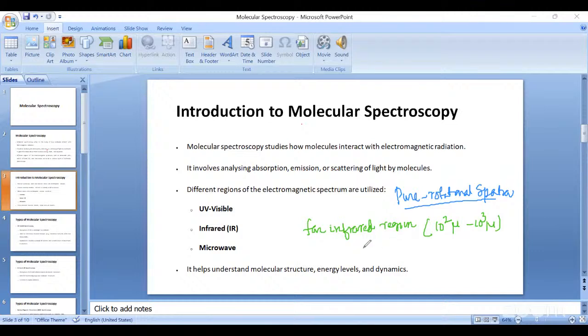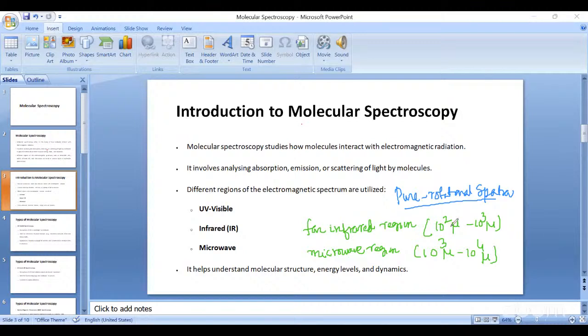It is also observed in the microwave region. The microwave region is in between 10 to the power of 3 micrometers to 10 to the power of 4 micrometers. So pure rotational spectra is going to be observed in the far infrared region, 10 to the power of 2 micrometers to 10 to the power of 3 micrometers, and the microwave region, that is 10 to the power of 3 micrometers to 10 to the power of 4 micrometers.